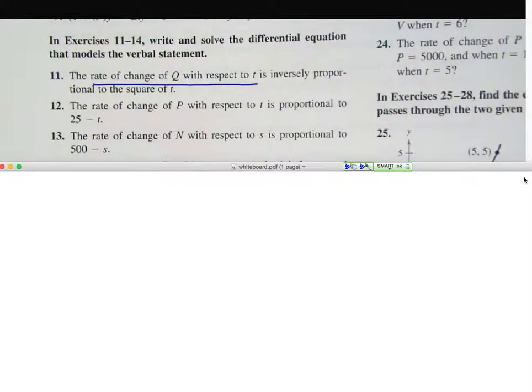13. The rate of change of n with respect to s is proportional to 500 minus s. What do you think on this one? dn over what? ds. And what is that equal to? k times 500 minus s. Very good.